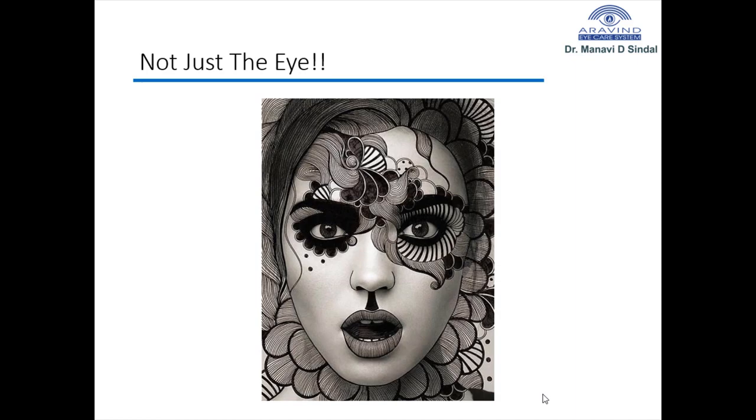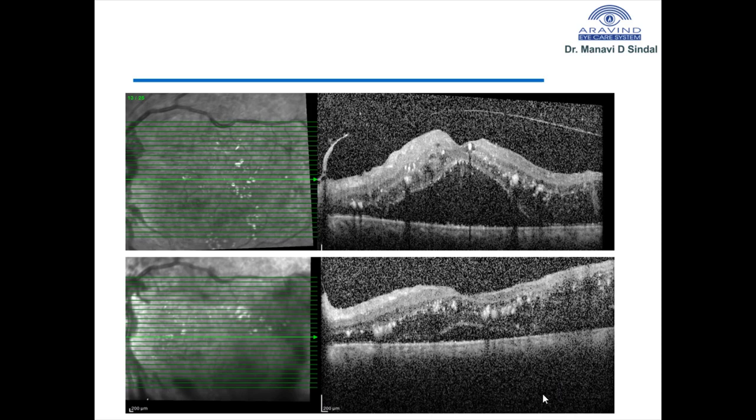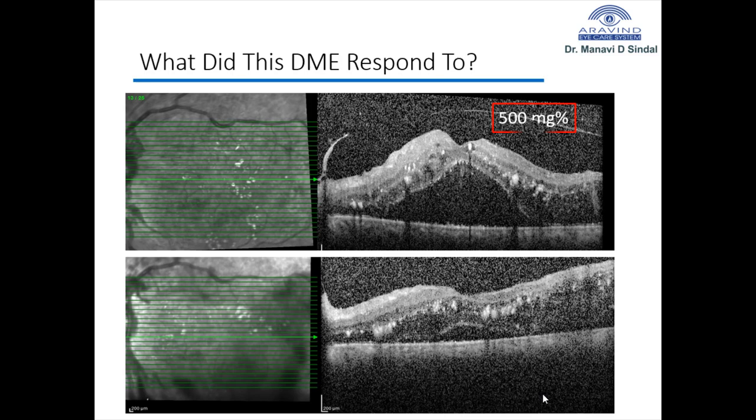So this is a patient, I think all of you can also now see, he's got a massive macular edema. So he was seen in the OPD and was advised the intravitreal injections for this macular edema, as is the treatment protocol. Patient turns up, this is about 2 to 3 months later, and there's a significant decrease in the macular edema now. What did this macular edema respond to? So if you see, in the first instance, his sugars were 500 mg%, and because of which obviously he couldn't receive an intravitreal injection. He didn't come up for follow-up. He had his sugars controlled.